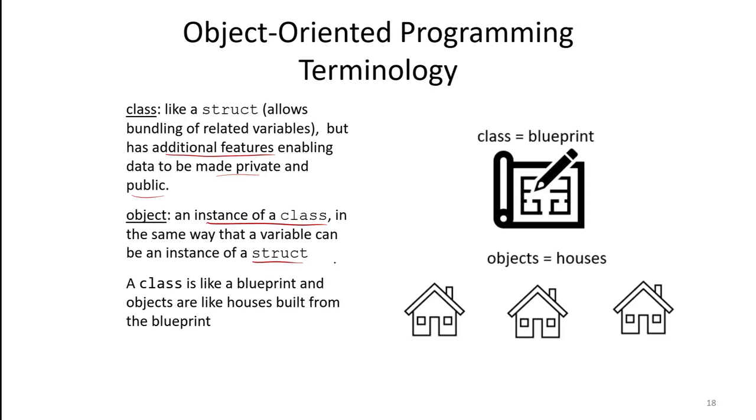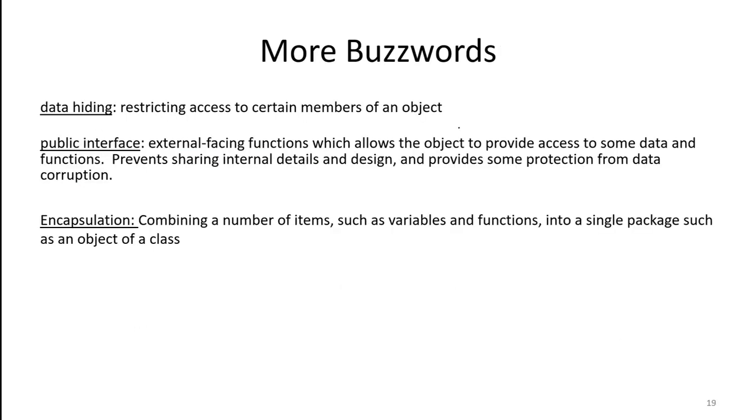Often we give the analogy of a blueprint. A class is like a blueprint that describes how a house can be built. Then we can take that blueprint and we can build a bunch of houses from it. So in this case, the objects are the variables that are built from our class.